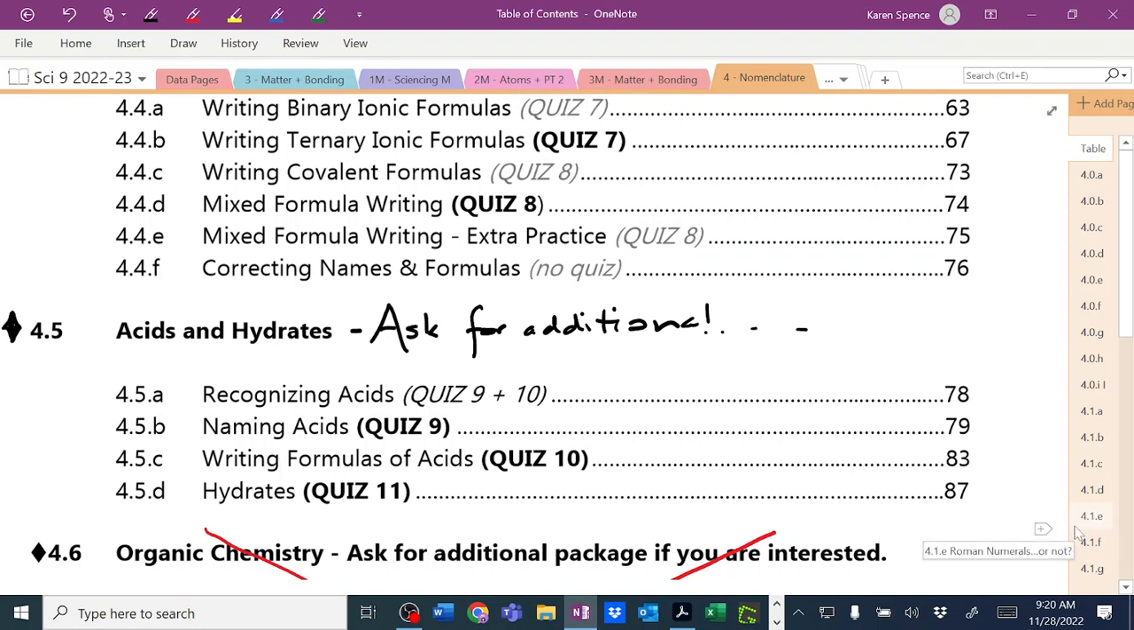And you can use your periodic table. If you do not have a periodic table, let me know. I will find one for you. Anyone else need a periodic table? You've got one.